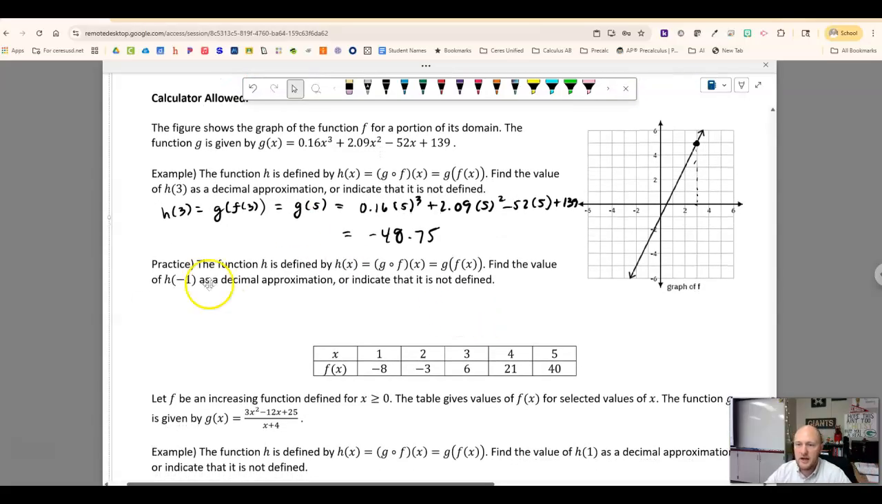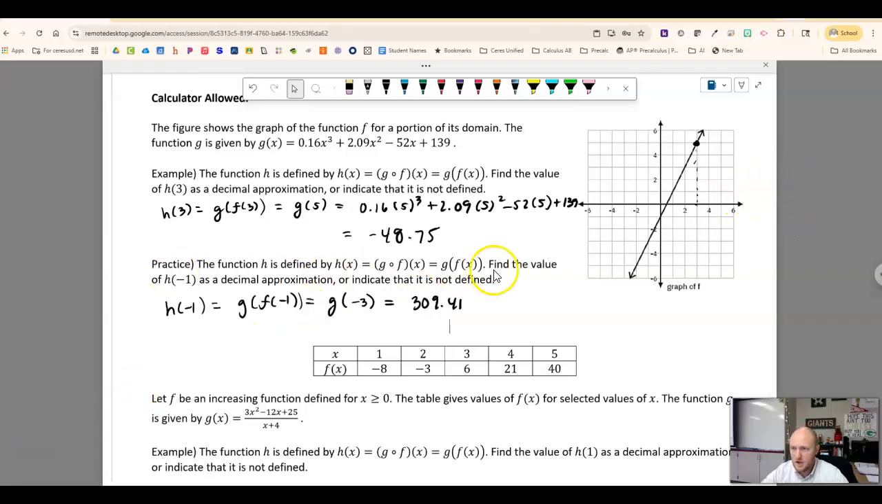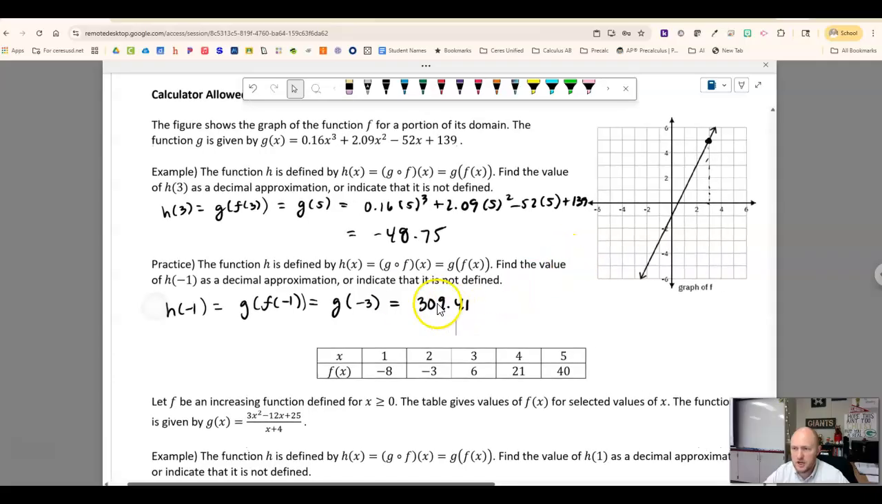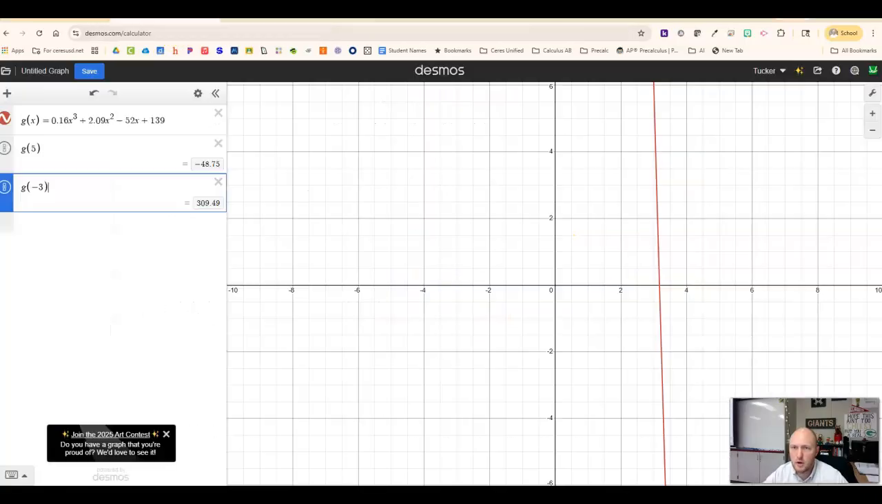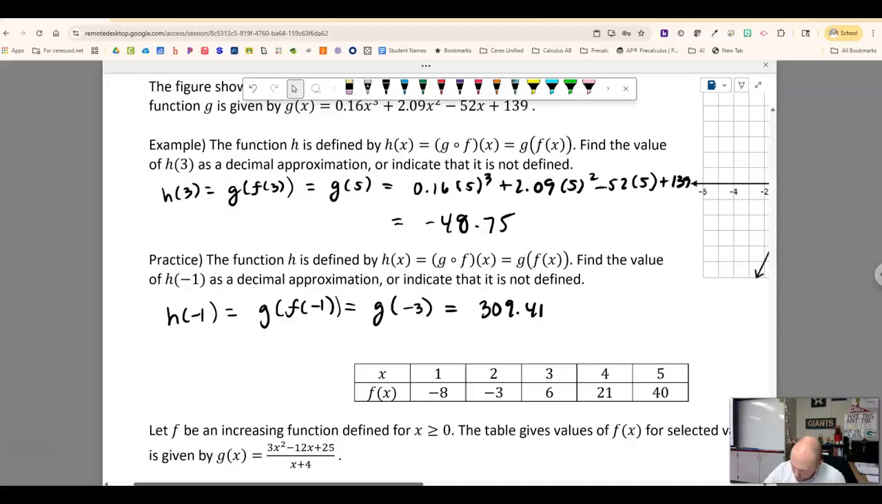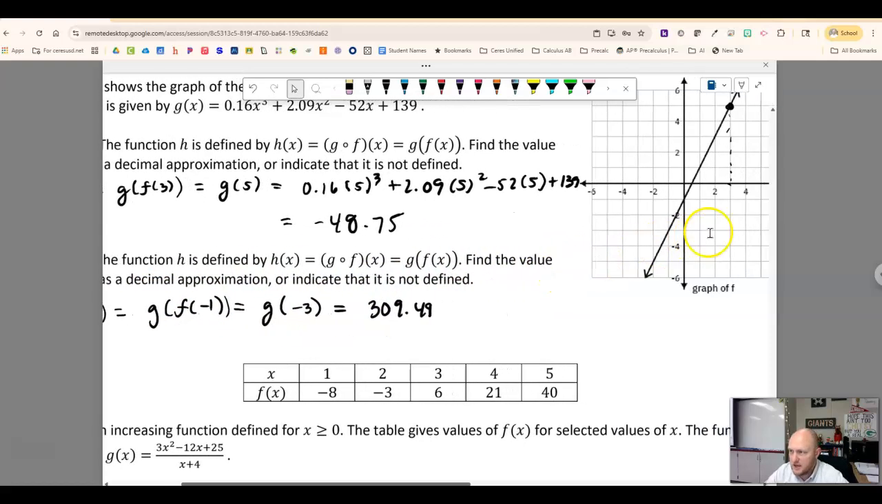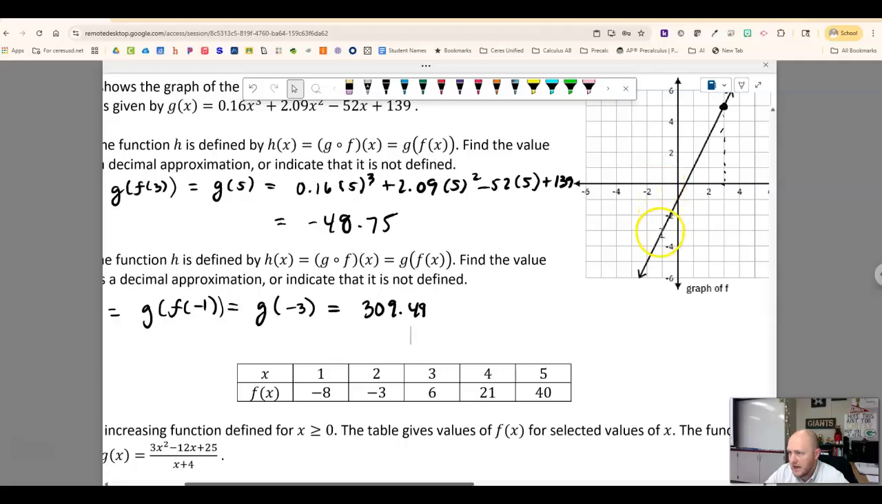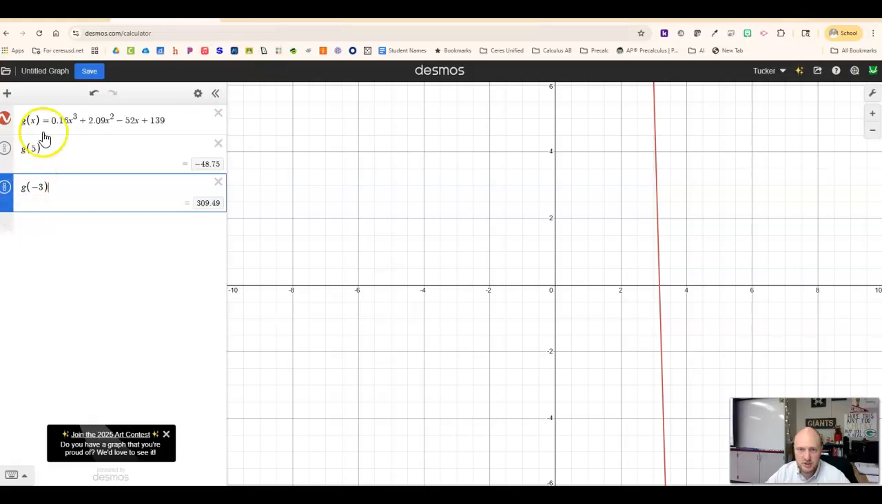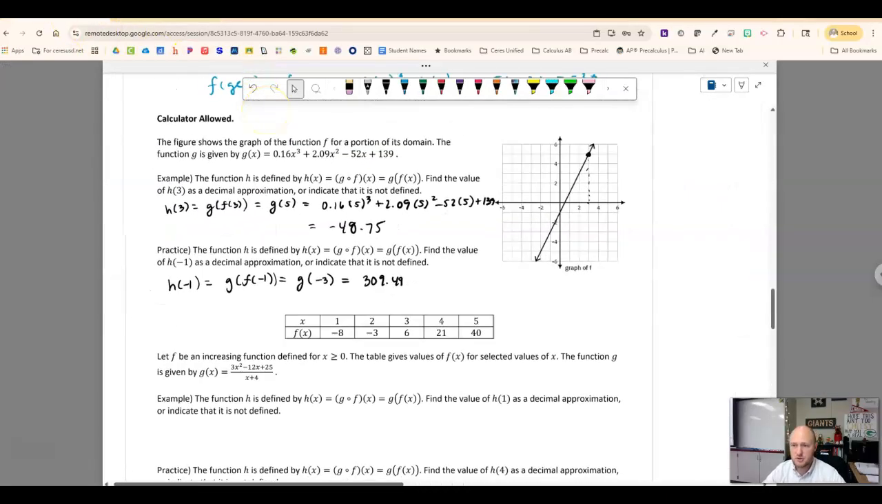Okay, please pause me. I want you to go ahead and try this practice problem here. See what you get. Okay, here is what you should have got. You should have got 309.49. Again, how we get this is we plug in -1 into f, and if we plug in -1 into f, we get an output of -3. So g of -3, and then we just ask Desmos, hey, Desmos, what is g of -3? And you get 309.49. Hopefully you got that. Pretty straightforward.